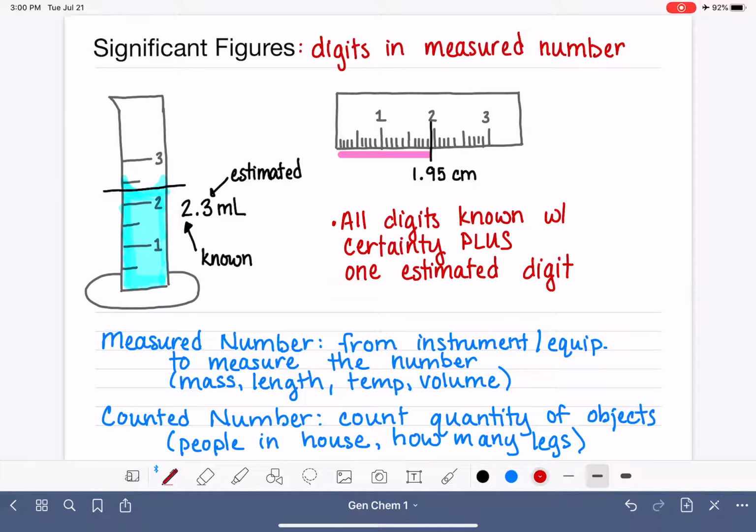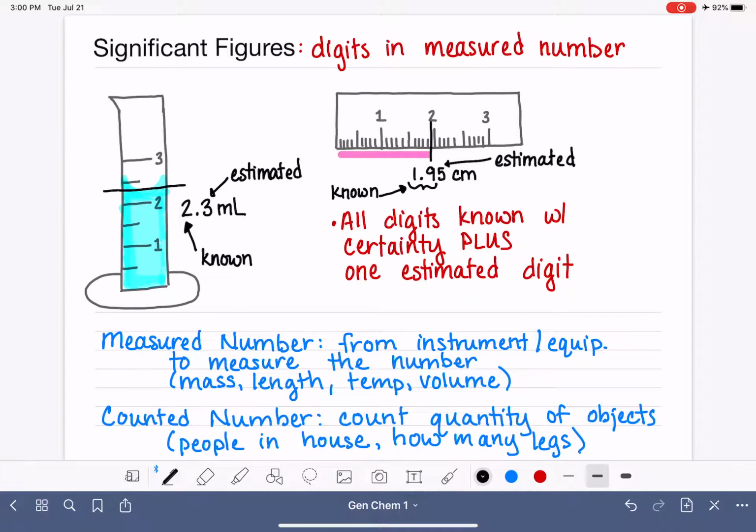1.95 centimeters. And again, the 1 and the 0.9, the 1.9, those are digits that I know for sure because the increments on my measuring device showed me that I had at least 1.9 in length, but not all the way to 2.0. So I know for sure that it's 1.9 something. And then that 0.5, that is my 1 estimated digit.